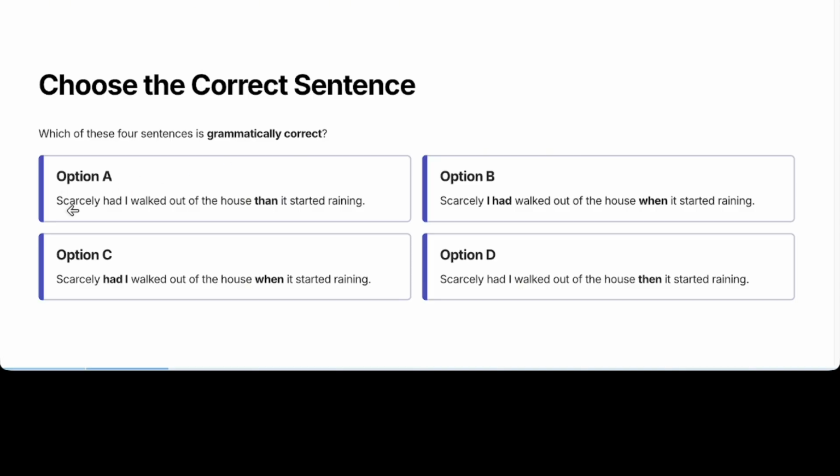Option A. Scarcely had I walked out of the house, then it started raining. Option B. Scarcely I had walked out of the house when it started raining. Option C. Scarcely had I walked out of the house when it started raining. Option D. Scarcely I had walked out of the house, then it started raining. So read and give the answer.